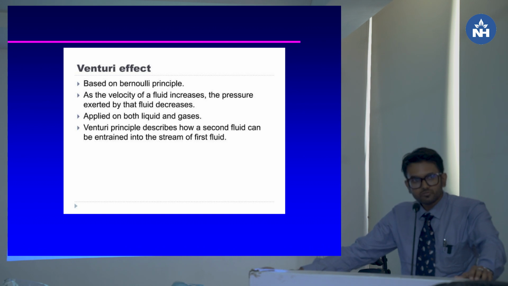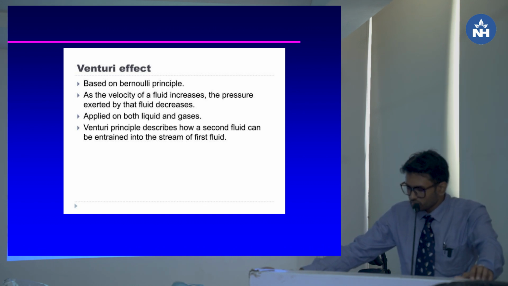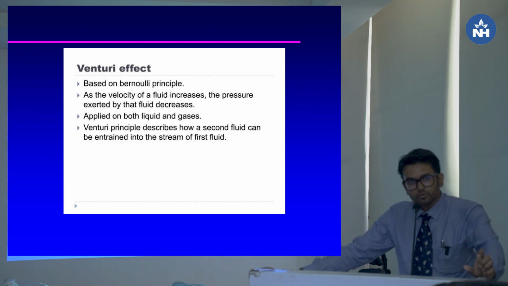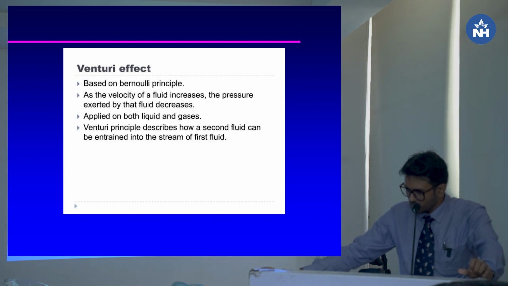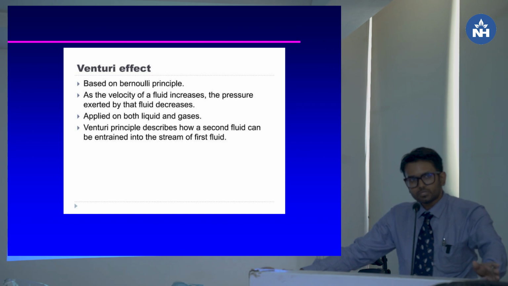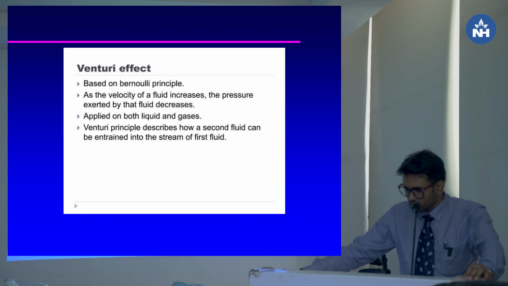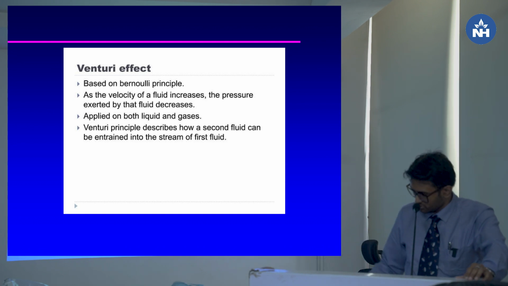So what is Venturi effect? Venturi effect is based on Bernoulli's principle. As the velocity of fluid increases, the pressure exerted by the fluid decreases. It can apply to both liquids and gases. So Venturi's principle describes how a second fluid can be entrained into the stream of the first fluid.